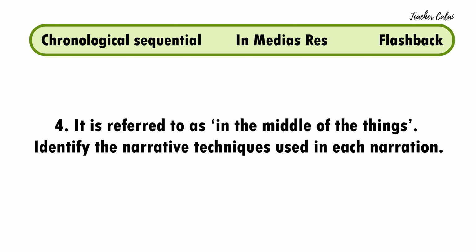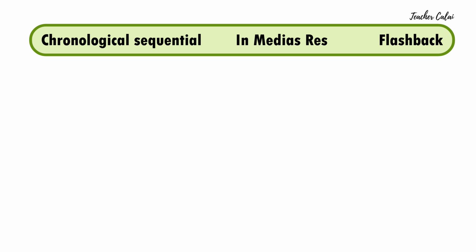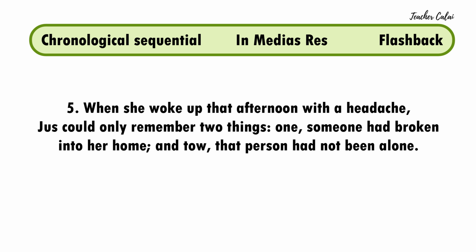Four, it is referred to as in the middle of the things. Identify the narrative techniques used in each narration. Fifth, when she woke up that afternoon with a headache, Juice could only remember two things. One, someone had broken into her home, and two, that person had not been alone.